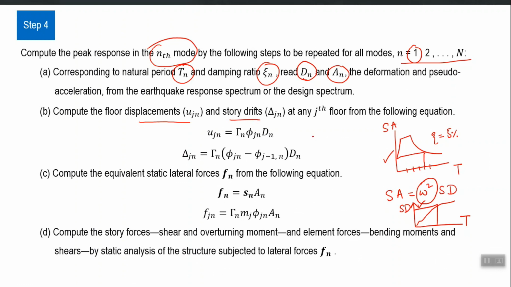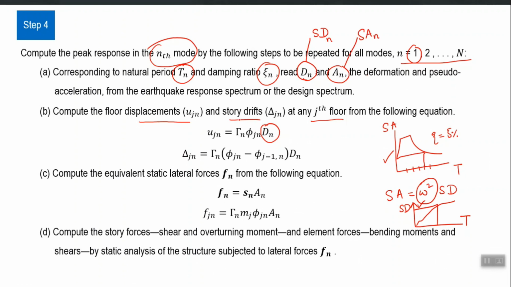Drift is the relative displacement between two stories at any jth floor from the following equation. Now Dn is coming from your response spectrum, the displacement response spectrum. It is SD, right. So I used SA and SD, but this text is using Dn and An. So let me just write, this is SD for any nth mode and this is SA for any nth mode.